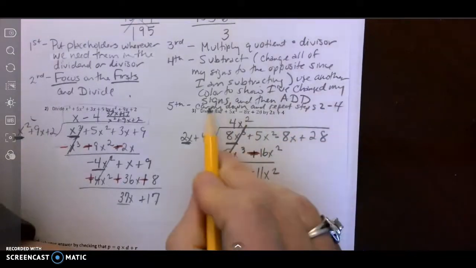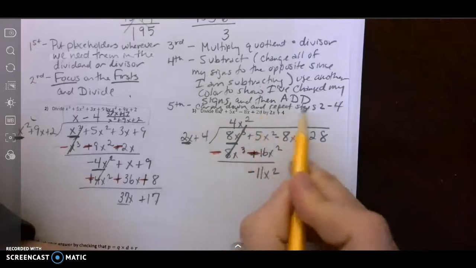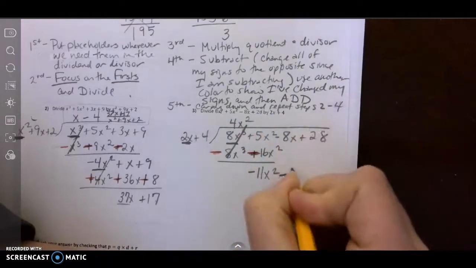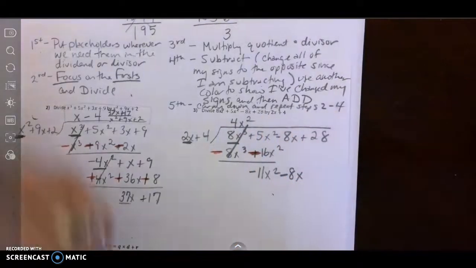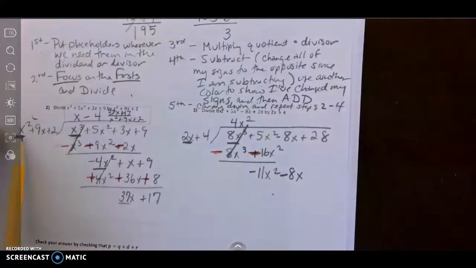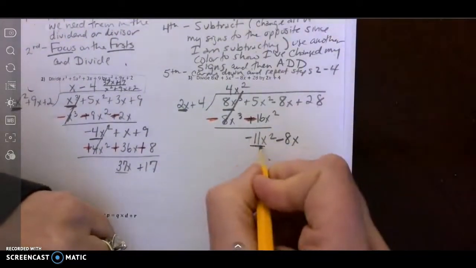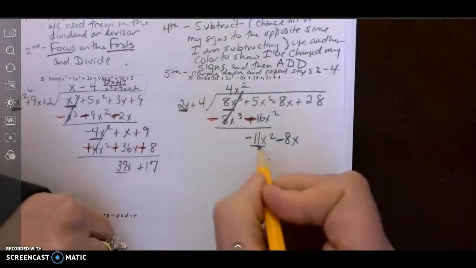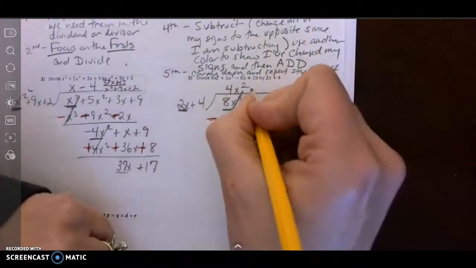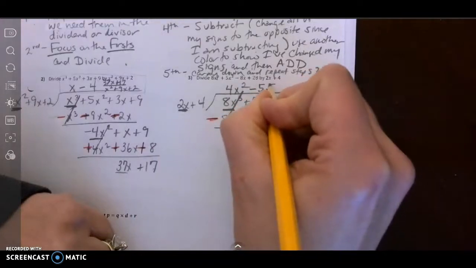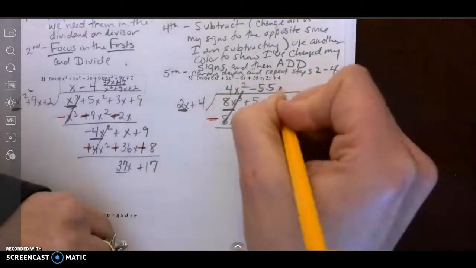It says carry down and repeat steps 2 to 4. And notice, since I had 3 in my divisor, I always had to have 3 here. I only have 2 in my divisor, so I only need to have 2 things here. Focus on the first, negative 11x squared divided by 2x. Negative 11 divided by 2 is negative 5.5. X squared divided by x is x.